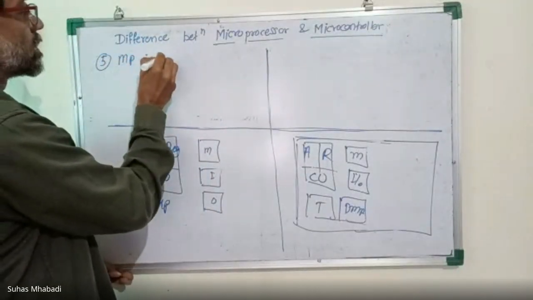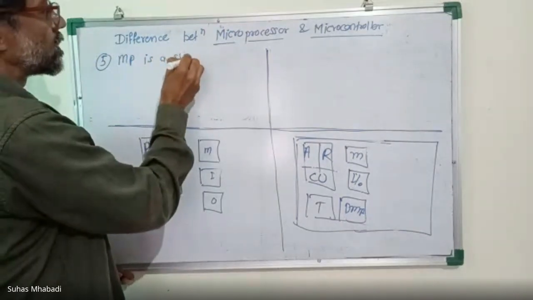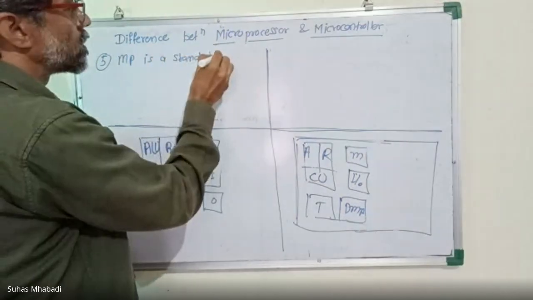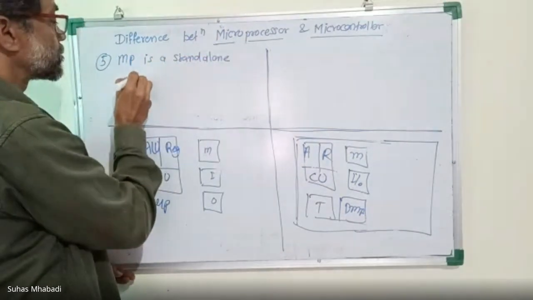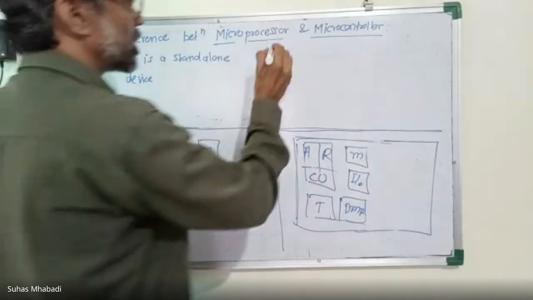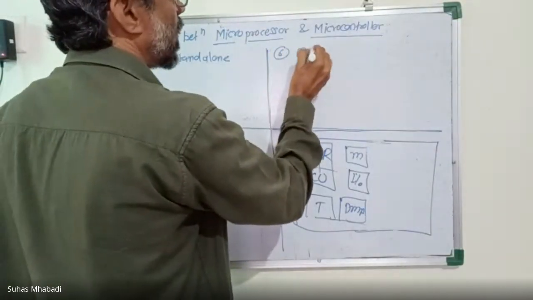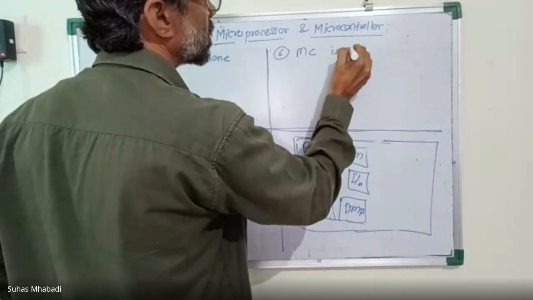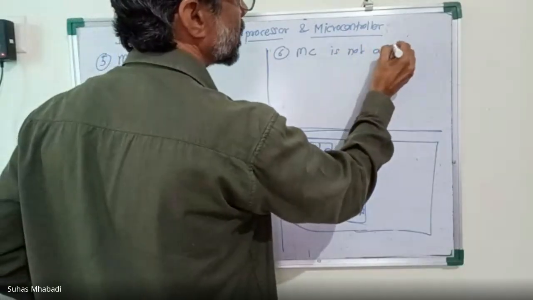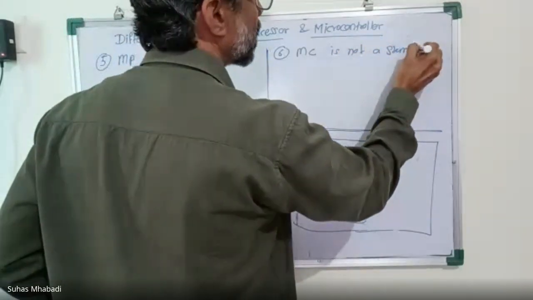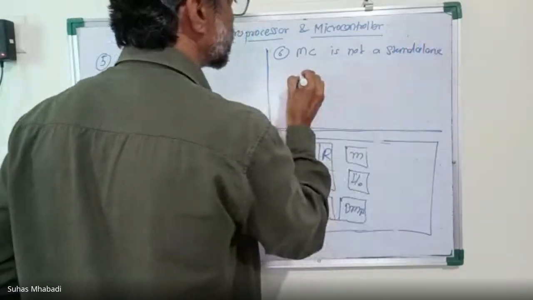microprocessor is a standalone device. Microcontroller is not a stand-alone device.